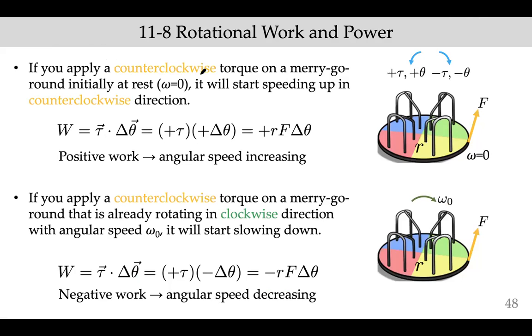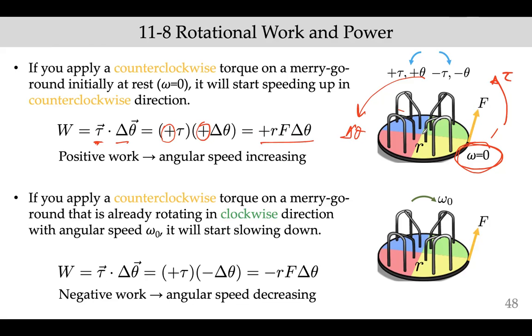Okay, if you apply a counterclockwise torque on a merry-go-round initially at rest, this force will create a torque in this direction. It should start speeding up in this counterclockwise direction. Because the torque is speeding it up, and it moves in this direction, delta theta will also be in that direction. So delta theta is in the same direction as the movement. These will be in the same direction, so both would be plus.